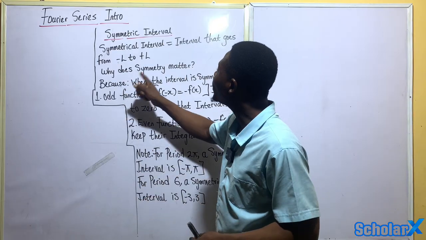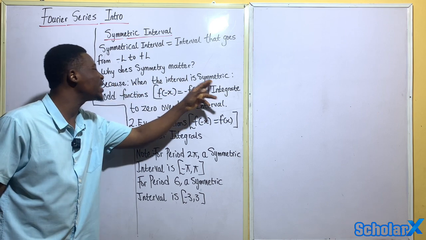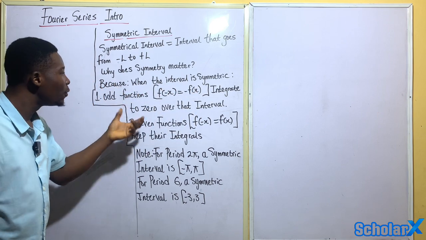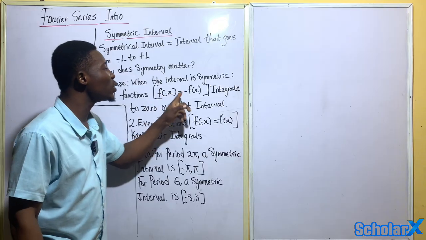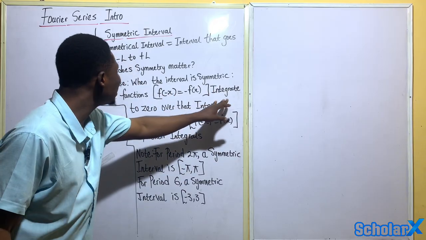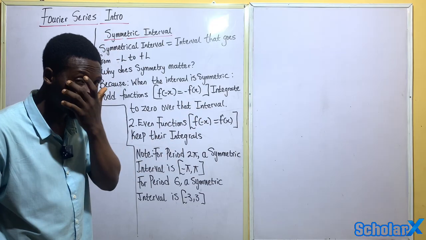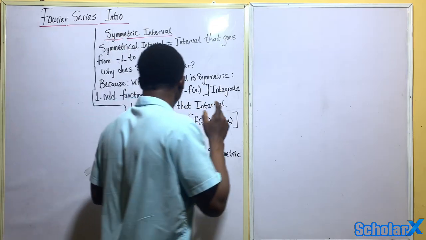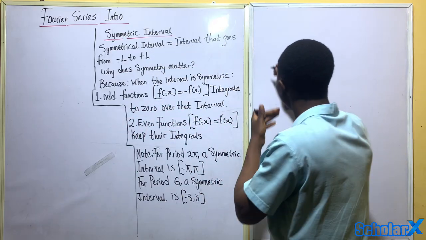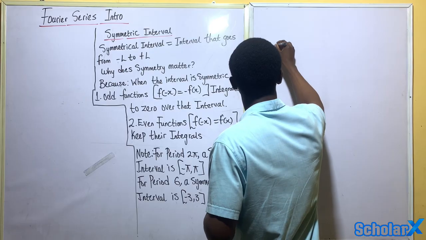Why does symmetry matter? It matters because when the interval is symmetric, for an odd function, where f of minus x is equal to minus f of x, the integral over that interval is 0. They integrate to 0. So, for instance, if I have an integral of minus pi to pi.